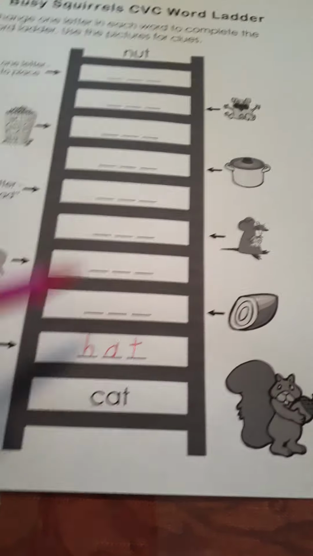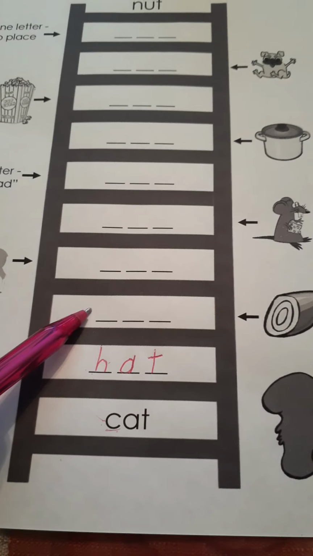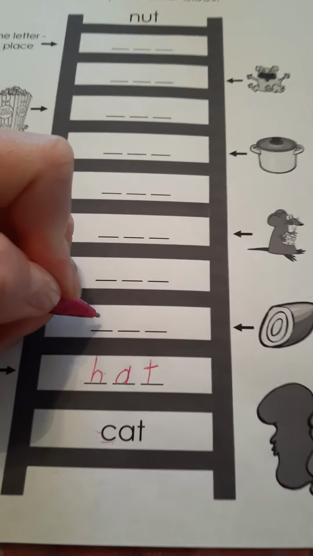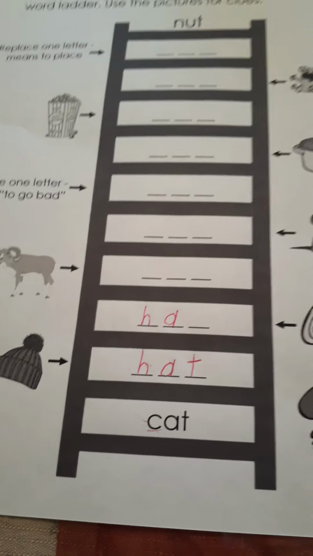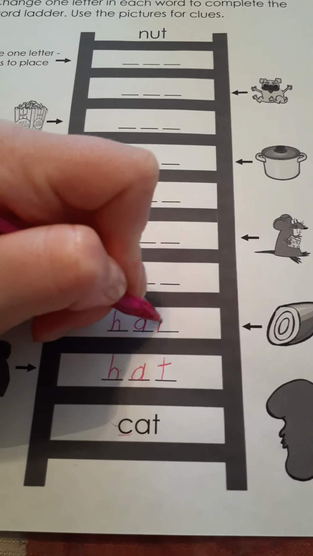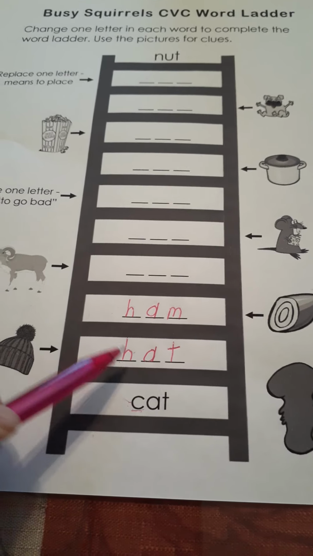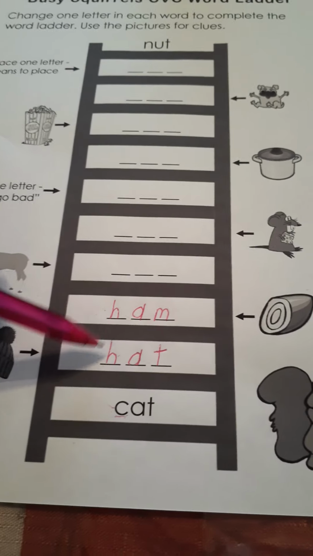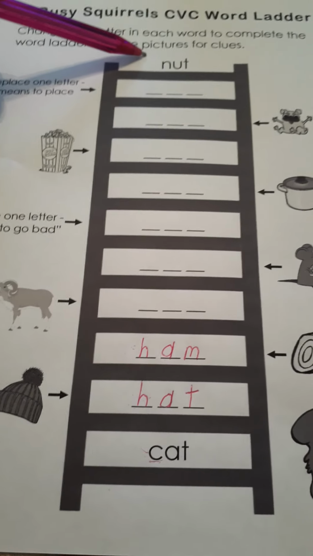So that's a ham. So you're going to think about what letters you need to change on the next step to make the word ham. Well, we still have our a, but then what sound is at the end? So there's an M. So we went from cat, we changed the C to an H to make hat. Then we got to ham by changing the T to an M. So it goes cat, hat, ham. Then you're just going to go up and do the rest of them.